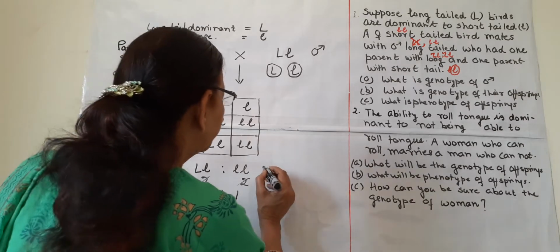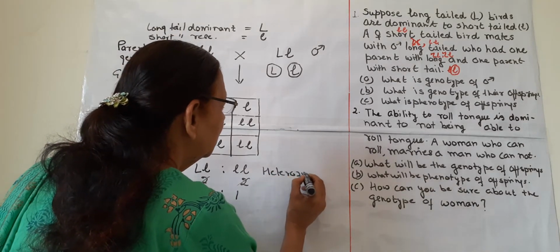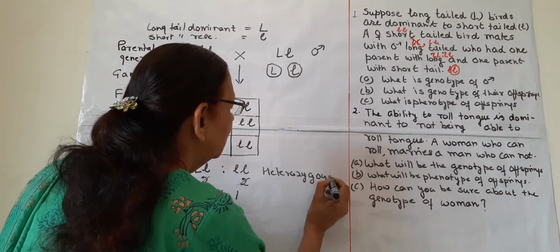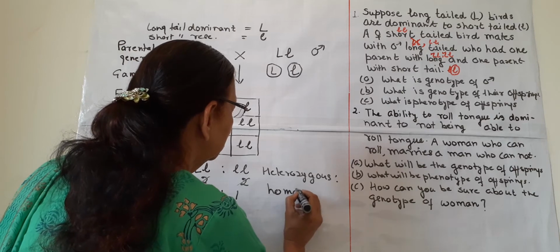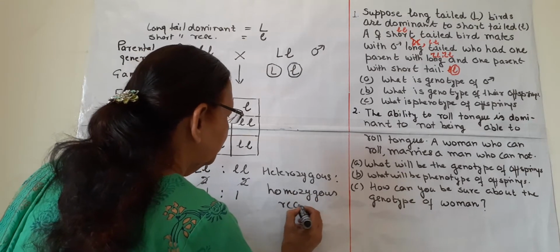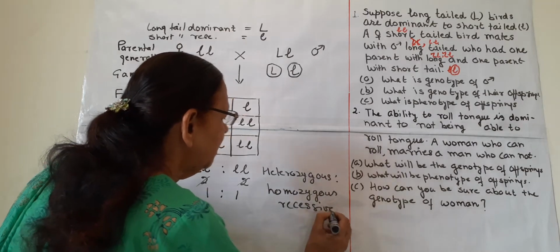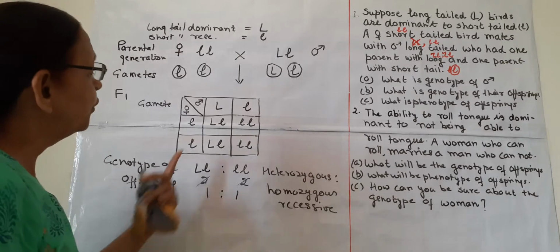Here we can write heterozygous is to homozygous recessive. So this is the complete thing we have to write for writing the genotype.